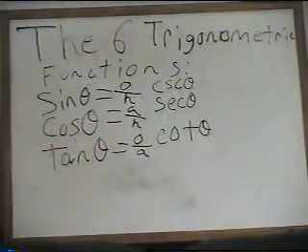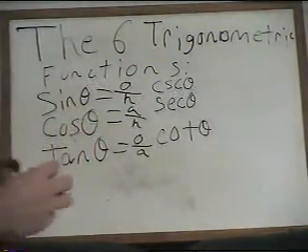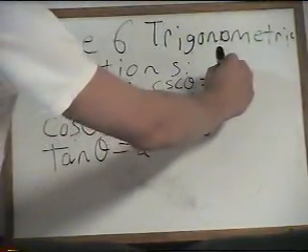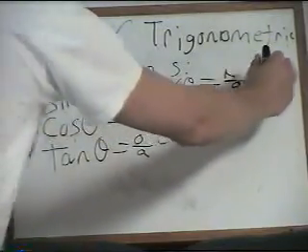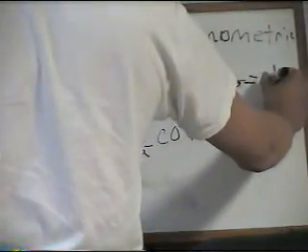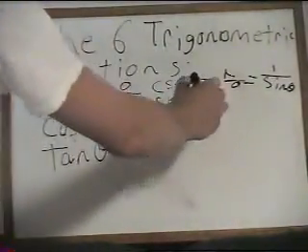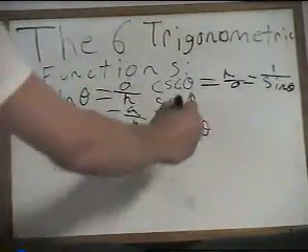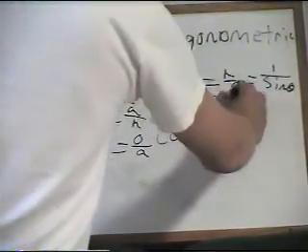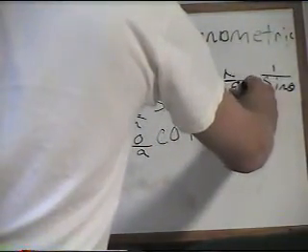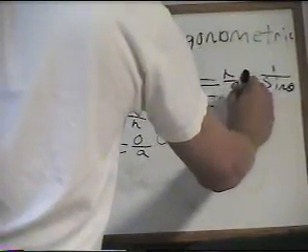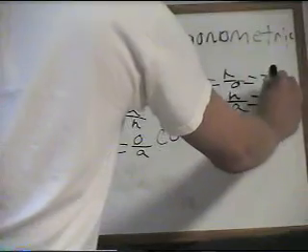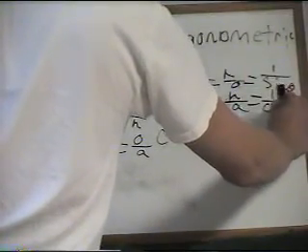Cosecant, this is a new one, is the inverse of sine. So it's equal to the hypotenuse over the opposite side, or simply 1 over the sine of theta. Secant is inverse of cosine. So it is equal to the hypotenuse over the adjacent side, or 1 over cosine of theta.